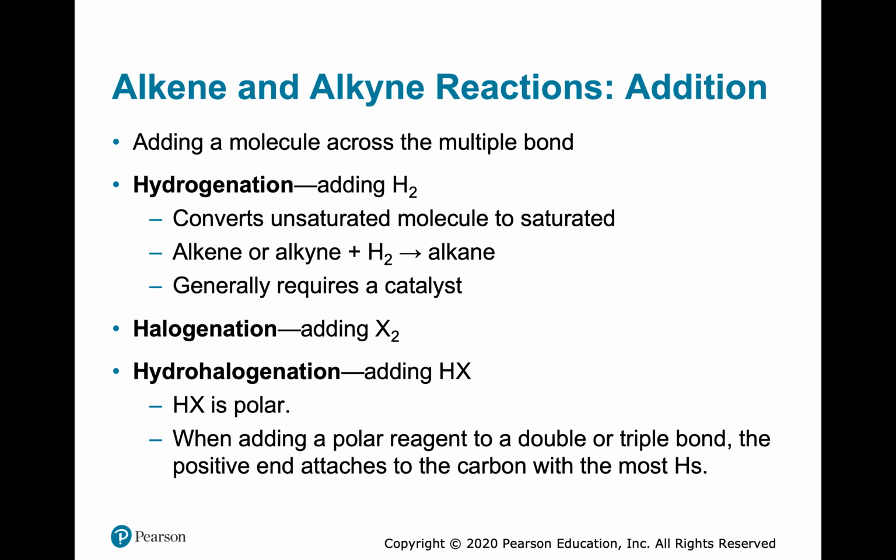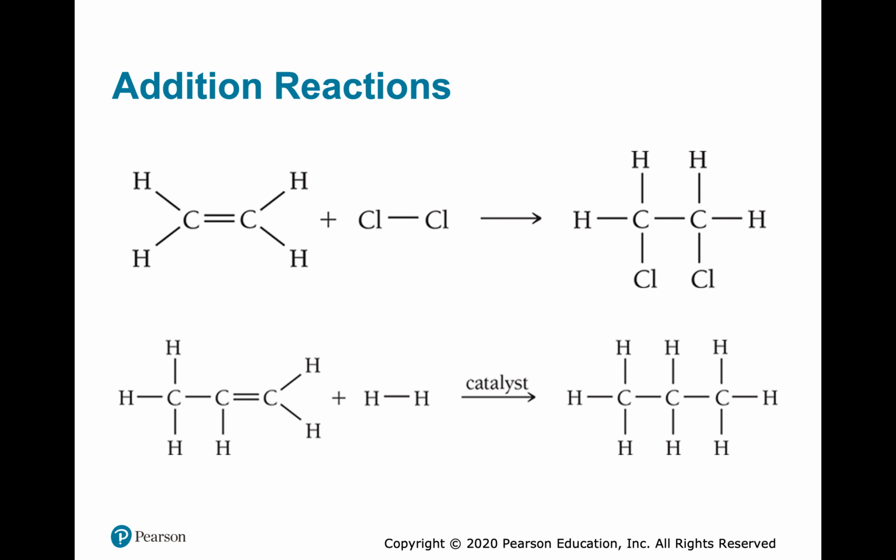And hydrohalogenation. This is usually when you add it across a double or triple bond. Oh, you already mentioned halogenation. So hydrohalogenation, that's adding one of the strong acids typically. So for instance, adding chlorine across ethylene here, ethylene plus chlorine makes 1,2-dichloroethane.